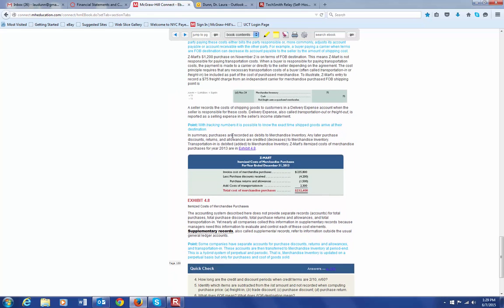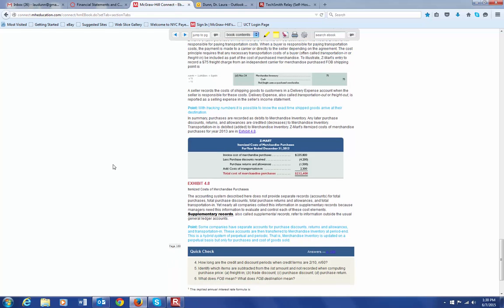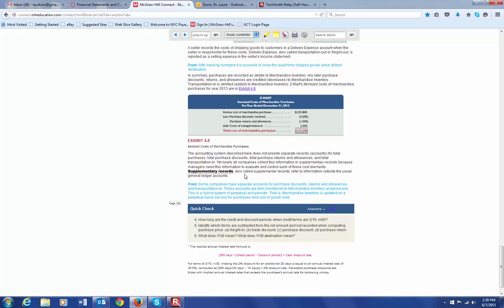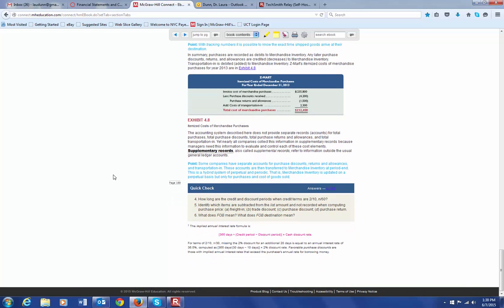So here's a little summary. Purchases are recorded as debits to inventory. Any later purchase discounts, returns, and allowances are credited, so they're decreases to merchandise inventory. But a transportation in, if you're responsible for the transportation cost, it's debited to the merchandise inventory because it increases your cost of the merchandise. So that is kind of a basic summary of how we handle purchases, and then we'll turn to what it looks like from the side of selling the merchandise in the next video.